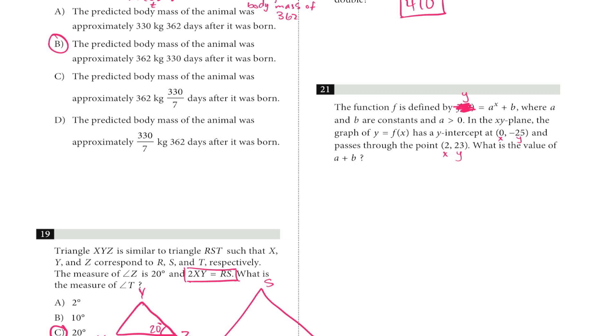So what we could do is we could take our points and plug them in. So I could say -25 will equal a to the power 0 plus b. And then take the other point and plug it in as well. So 23 equals a to the 2 plus b. And what we can now see is we just made a system of equations.